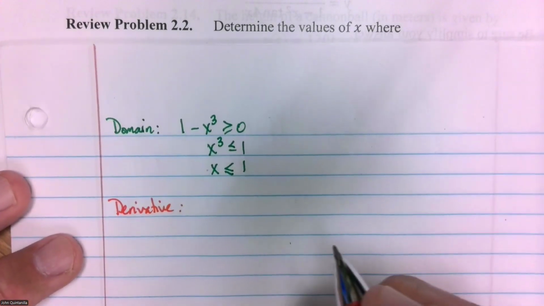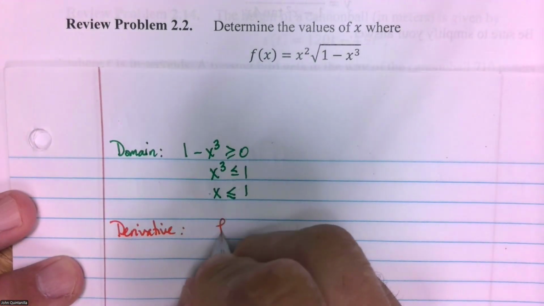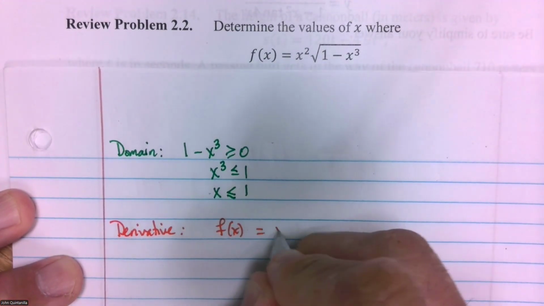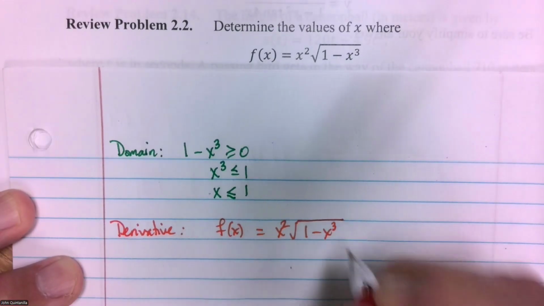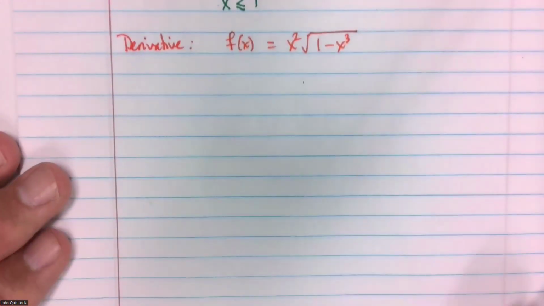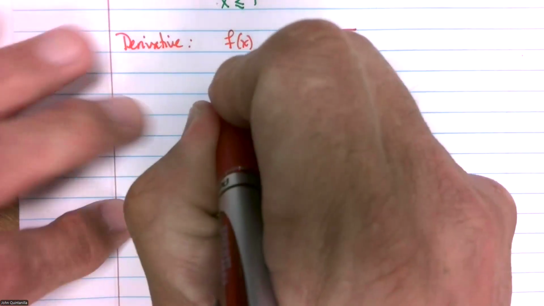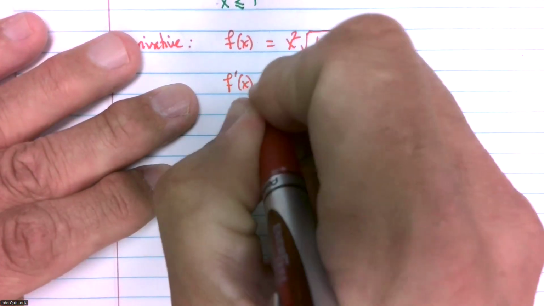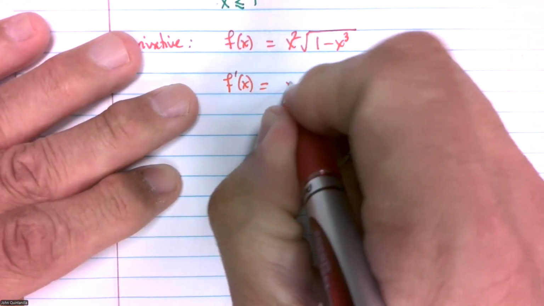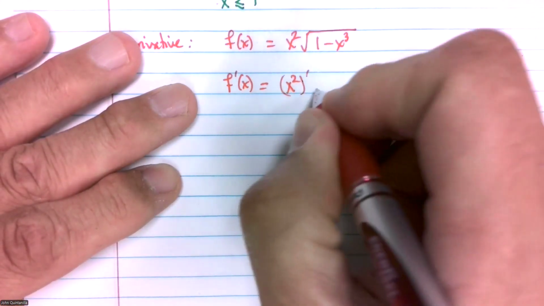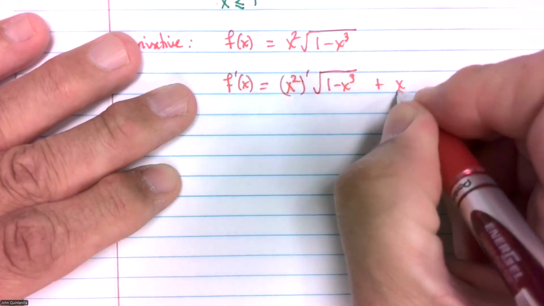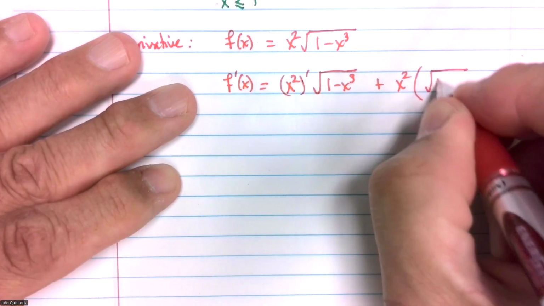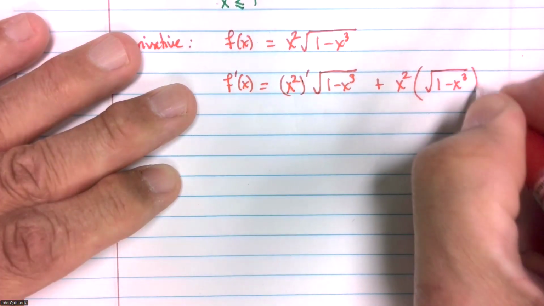Let me just recopy the function here. F of x is equal to x squared times the square root of 1 minus x cubed. That's my original function before I take that off screen. And so the derivative I get by using the product rule: the derivative of the first times the second plus the first times the derivative of the second.